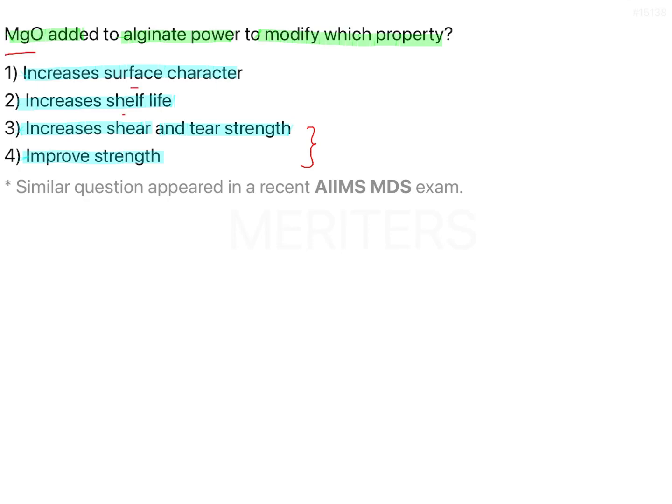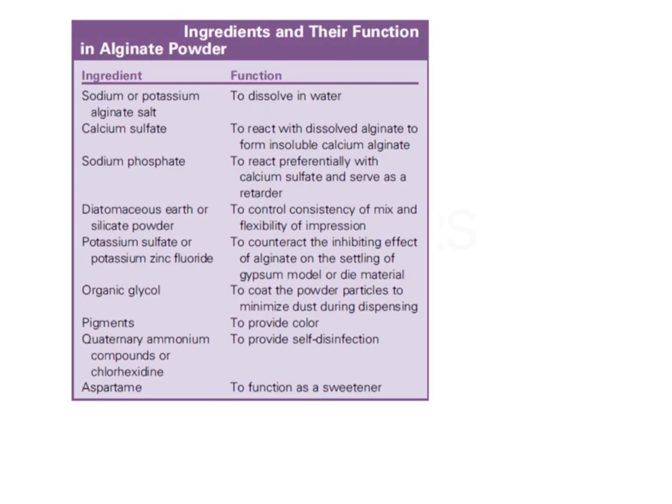We are talking about magnesium oxide. Now, if you open any standard textbook for dental materials, you will not find magnesium oxide as a composition of alginate powder. This is the basic composition of alginate powder in as much detail as I can encompass, but magnesium oxide is not an ingredient here. So we will talk about that later. First, let's talk about the other components which are important from an exam perspective.